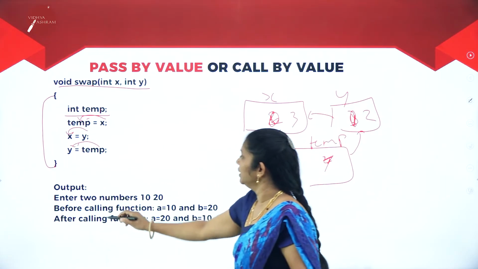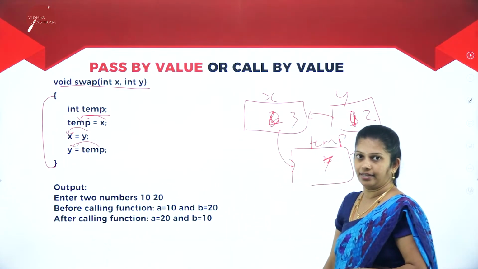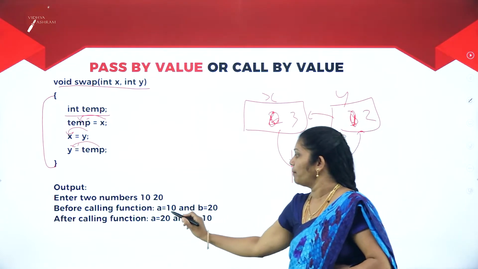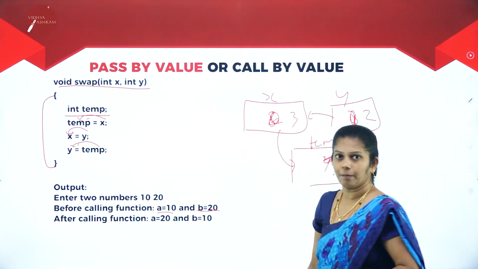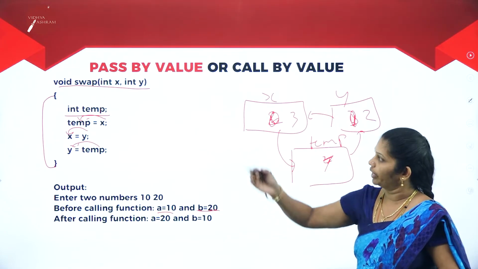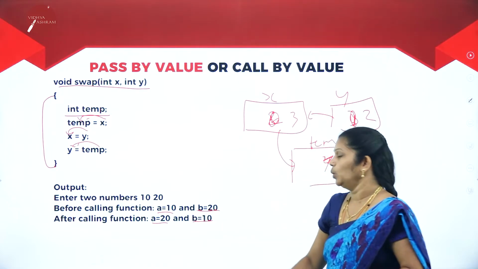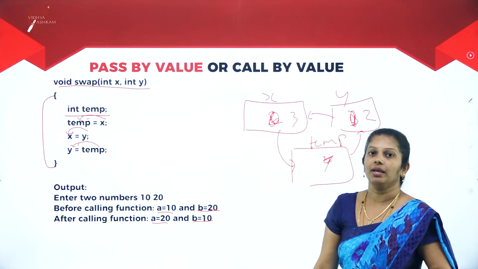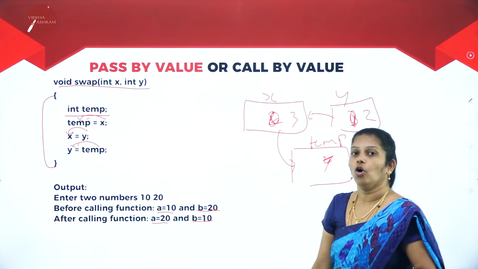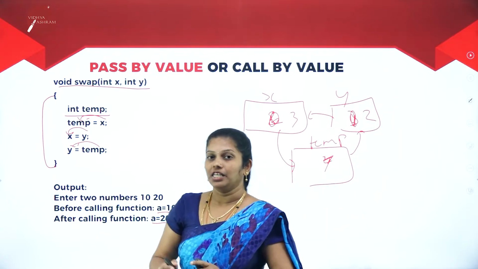In the output screen, enter two numbers. Then 10 and 20 are entered. Before swapping, A value is 10, B value is 20. After calling the subprogram, that is swap, A value will be 20 and B value will be 10. That is, your swapping is performed here. This is nothing but call by value or pass by value.